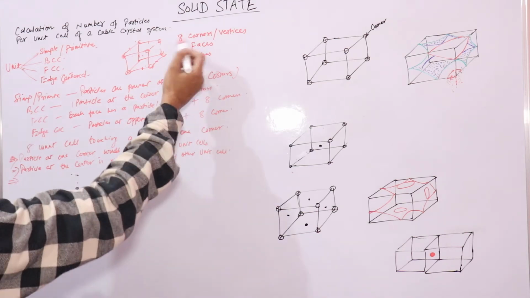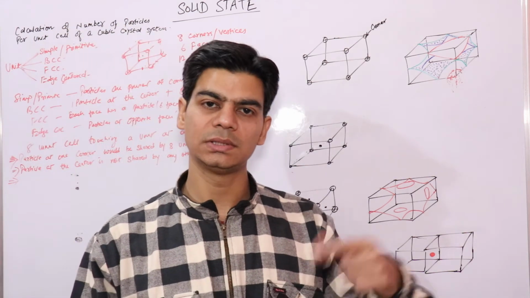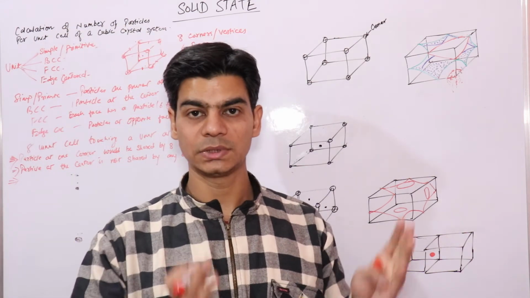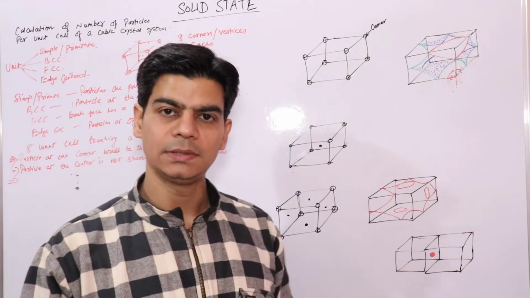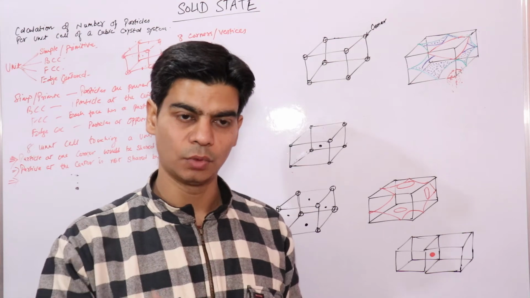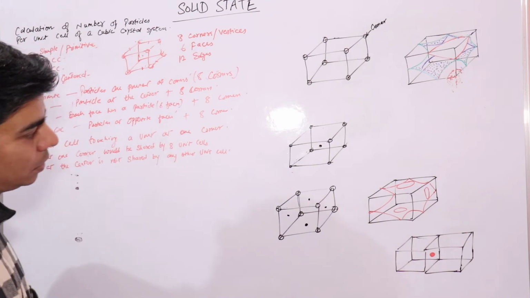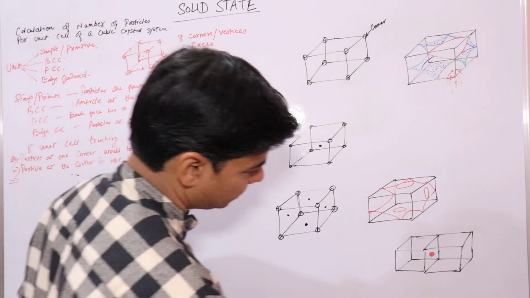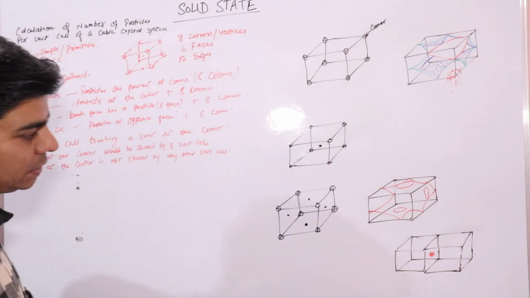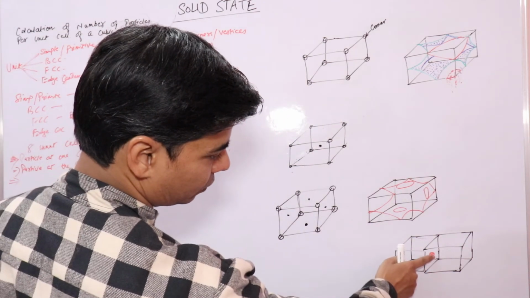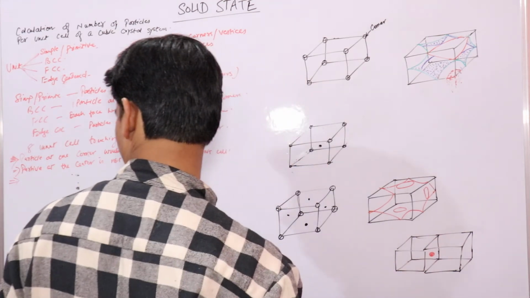Faces of the cube, we have 6 faces in a cube, right? So since the unit cell is a cube, in a unit cell we have 6 faces. Let's see how many unit cells would be touching one particular face. This is the face of the unit cell. A particle which is present at the face, right?